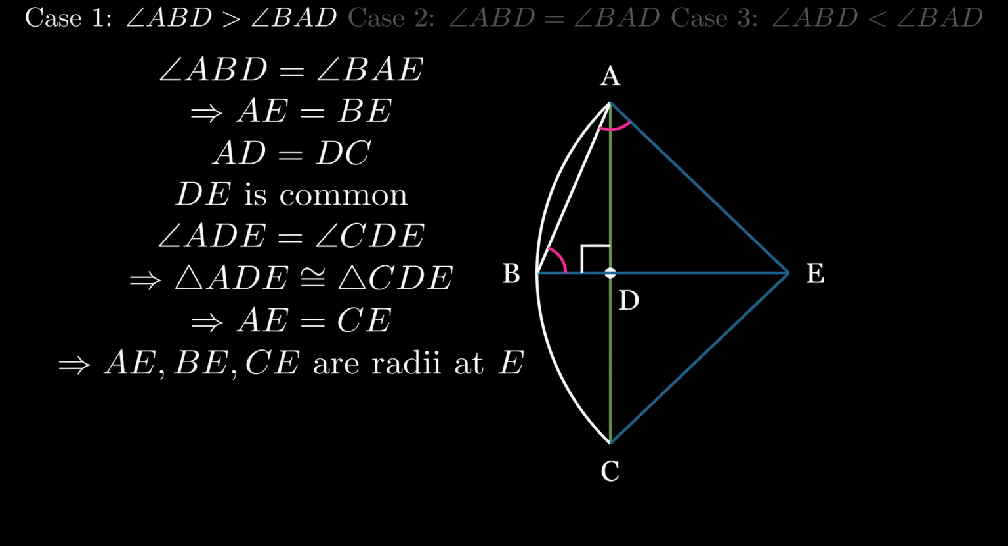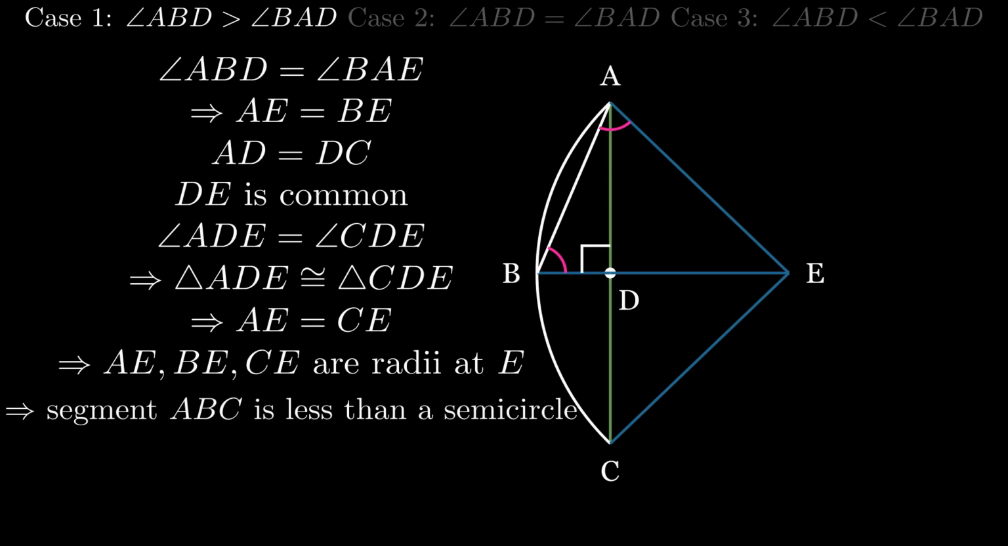We have thus identified three lines that are equal and that intersect at a point E, and also lie on the circumference part of the segment. This means they are radii of the circle with center E and radius EA. Since the center of the circle E is outside of the segment, it is clear that the segment is less than a semicircle.